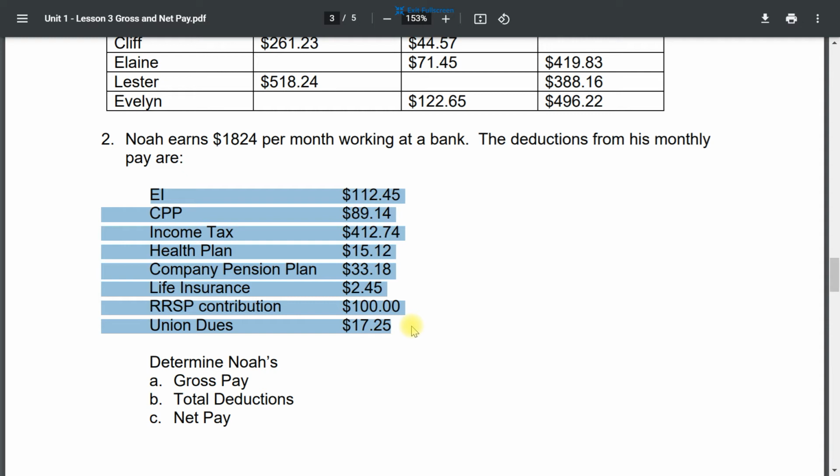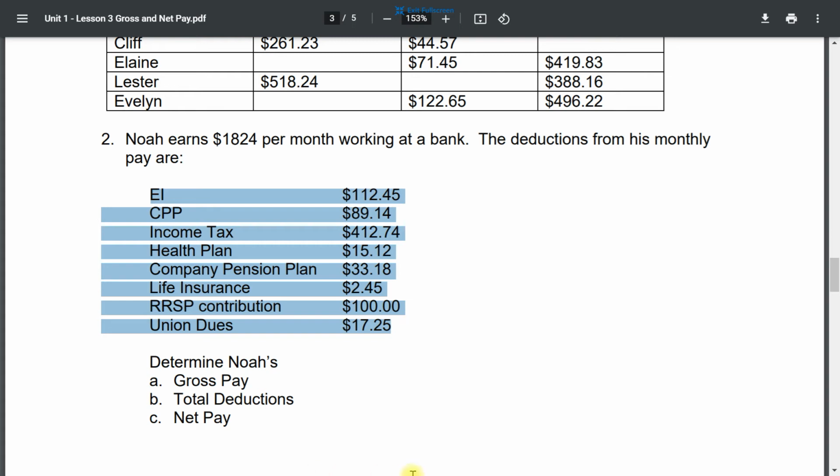$89.14. Income tax was $412.74, plus $15.12 for health plan, $33.18 for company pension, and $2.45 for life insurance. That's a heck of a deal on life insurance. $100 for RSP and $17.25 for union dues. That's cheap union dues too. So we're going to add those all up.